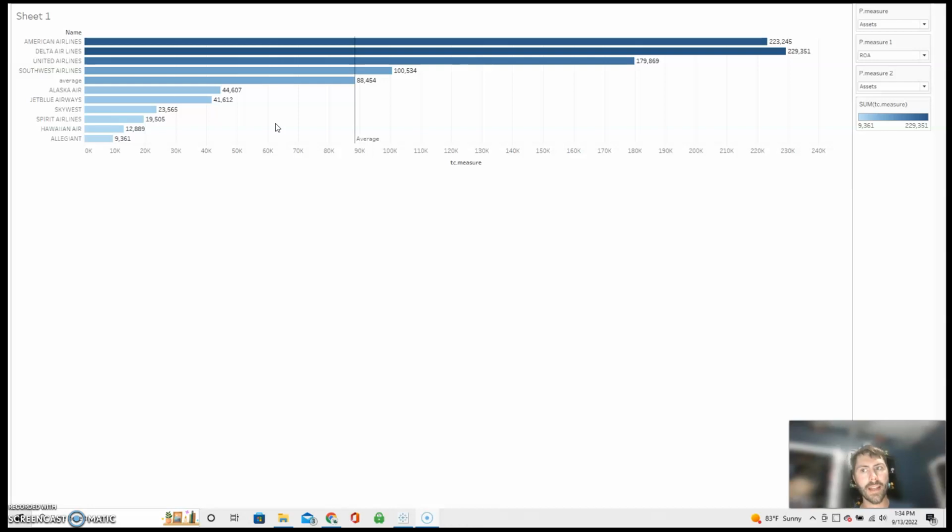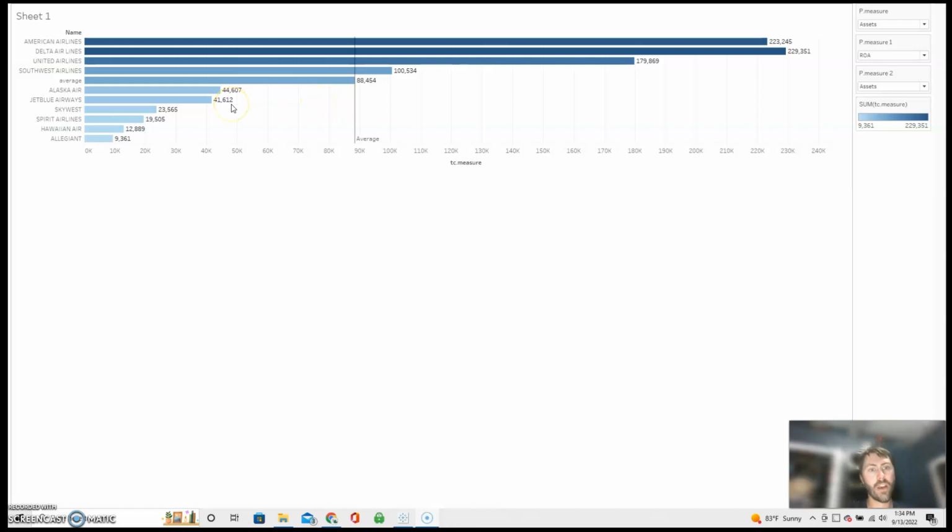ROA assets, and American Airlines has the second largest, which is 223,245, and then Delta Airlines is the largest, followed by United Airlines and Southwest Airlines.